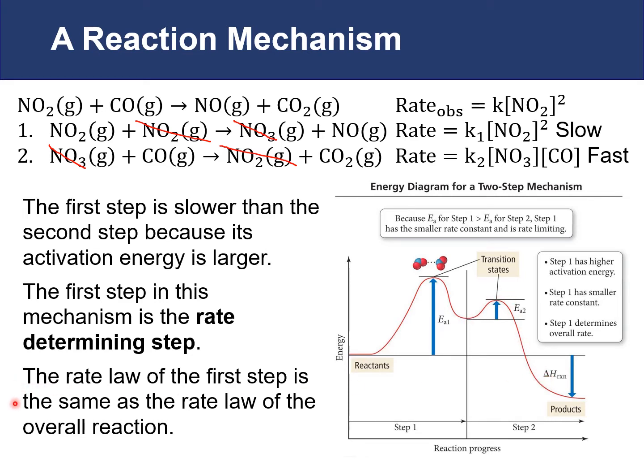The rate law of the first step that we have here is the same as the observed rate law, which tells us that this is a possible mechanism. It doesn't tell us that this is the correct mechanism, but we can tell that it is a possible explanation for the reactions that are going on.